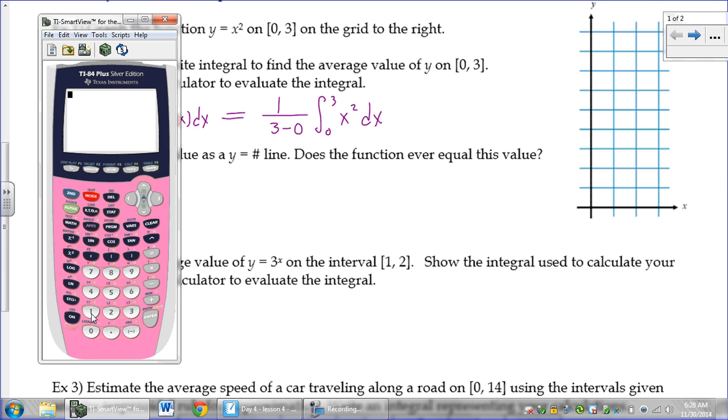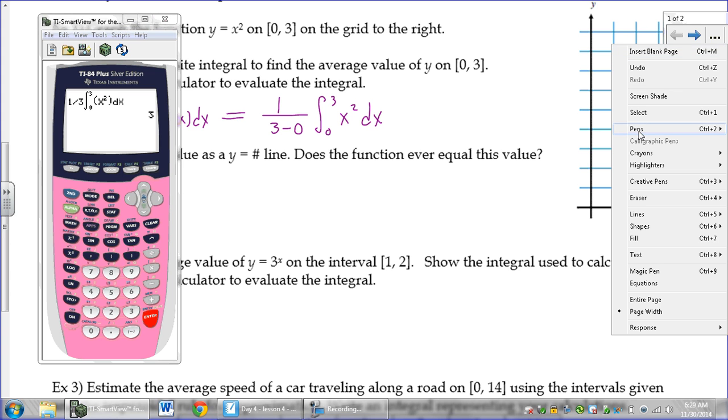Well, 1 over 3 minus 0 is just the same as 1/3. So I need 1/3 times an integral. The integral is in the math button, down here at math 9, fnInt. If you hit math 9, you'll get this awesome looking integral, and then you just plug in all the stuff that you need. So I need the integral from 0 to 3, sorry, of x squared dx. Now it looks like exactly what's on our paper. I can just hit enter, and I find that the answer is, in fact, 3.